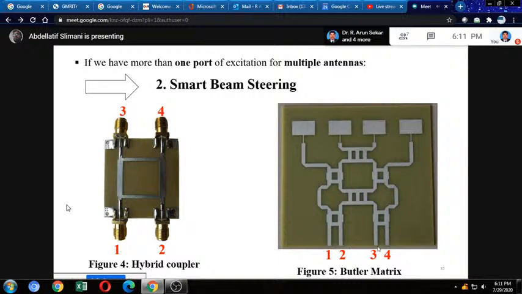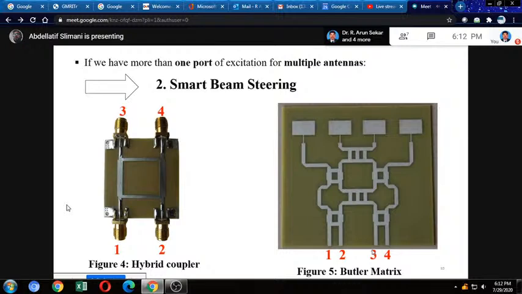We have 4 inputs, the first, the second, the third, and the fourth, and we have 4 outputs. In each port we have an antenna, a rectangular antenna, connected to each output. This Butler matrix is composed of 8 hybrid couplers. We have the first, the second, the third, the fourth. Here we have two hybrid couplers. So for the Butler matrix, here we have an example of 4 inputs and 4 outputs.